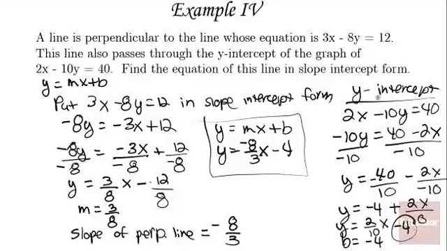Now I'm going to find the y-intercept. I was told that this line also passes through the y-intercept of the graph of this equation. So I took this second equation, manipulated it until I had it in the form y equals mx plus b. So y equals 2/10 x minus 4. And since the graph of the line I'm looking for passes through the y-intercept, these two lines have the same y-intercept. So now I know that b equals negative 4. I go back and I put it all together to find the equation of this line in slope-intercept form.